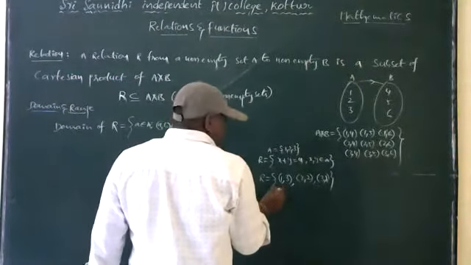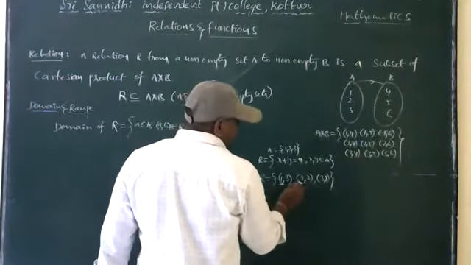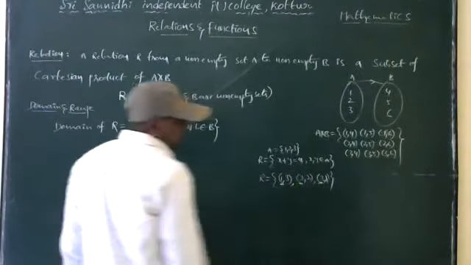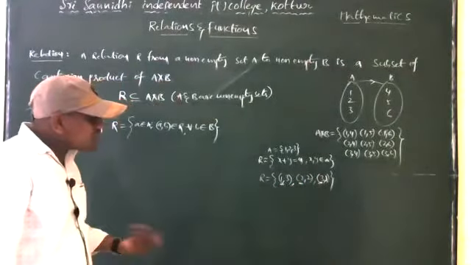In that, domain is what? Domain means all x values. 1, 2, 3 is the domain. Then range is what?